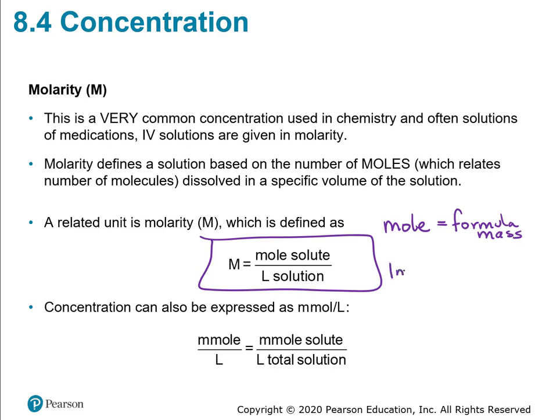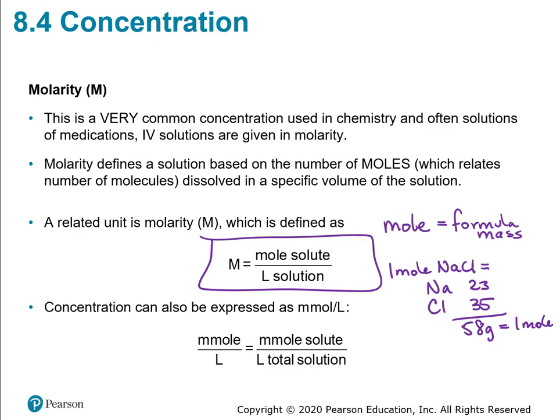So if I wanted to know what 1 mole of NaCl is, I would just look at sodium. Sodium is 22.9, so I'd round that to 23. And then I look at chlorine. Chlorine is 35.45, but I round that down to 35, and I just add those two together. Okay, so that's 58 grams is what would be in 1 mole of sodium chloride.